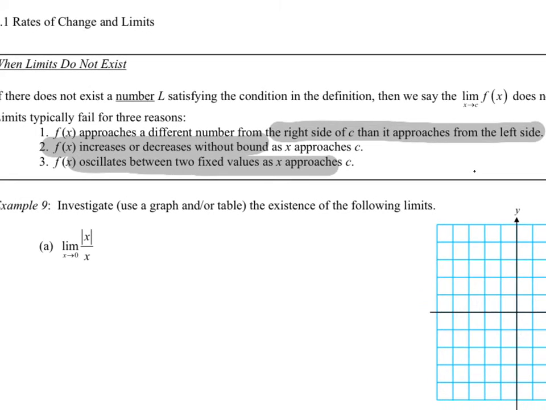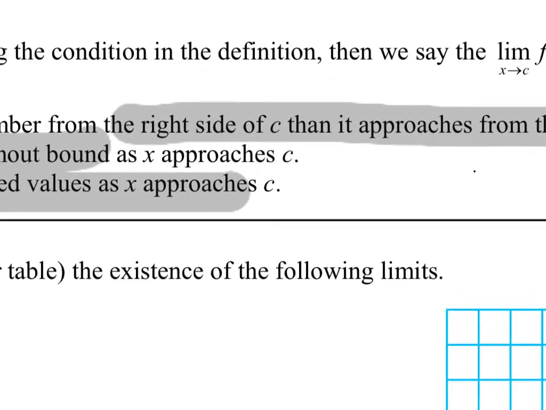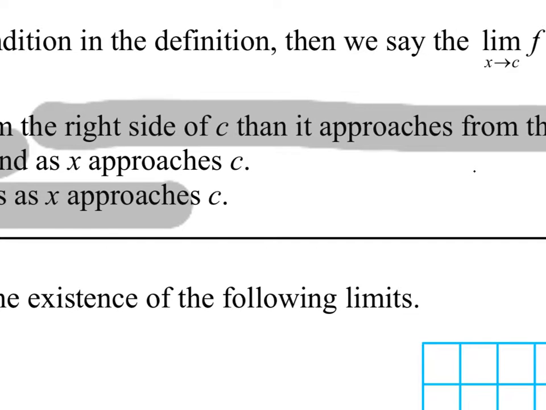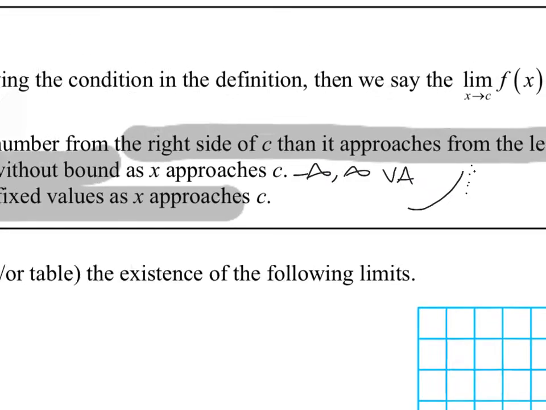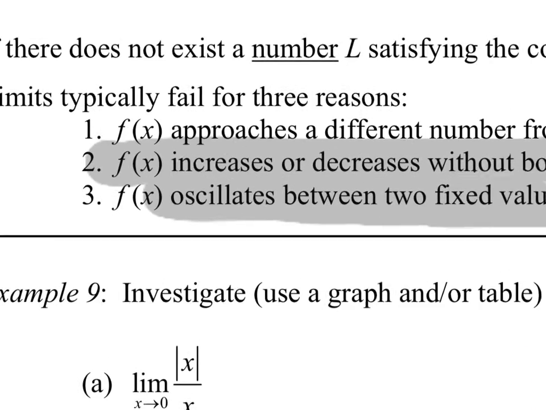What do I mean when I say it increases or decreases without bound? Okay, that means it's going to negative infinity or positive infinity. This is typically where you have vertical asymptotes. So your graph is like an exponential function where it's just increasing, okay? Just increasing without bound. Never stops. Okay? Lastly, the oscillating.